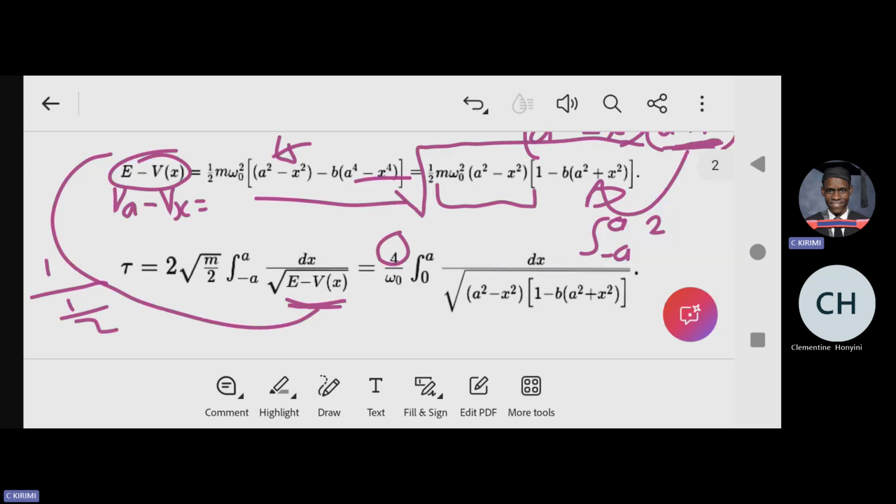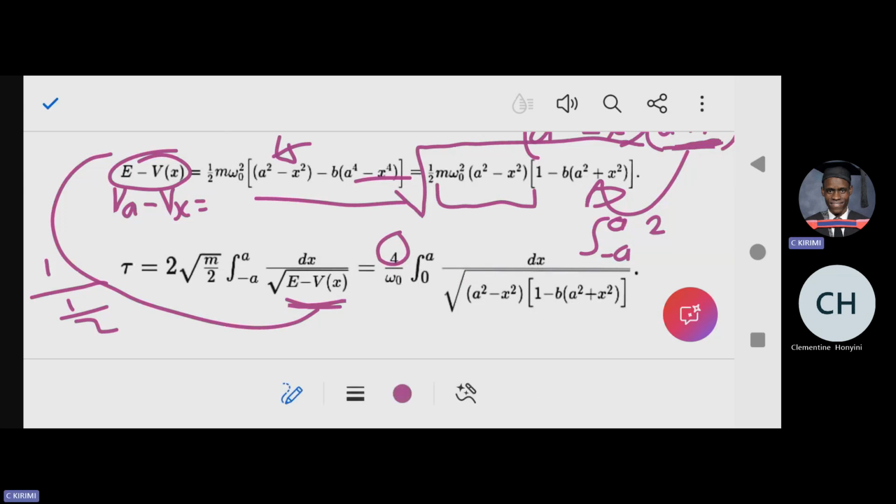If we want to integrate from 0 to a, remember these are symmetric. When something is symmetric, I told you integrating from minus a to a is the same as integrating from 0 to a, then you double the integral. So where we are now, the physics part is done. What's left is the mathematics part.